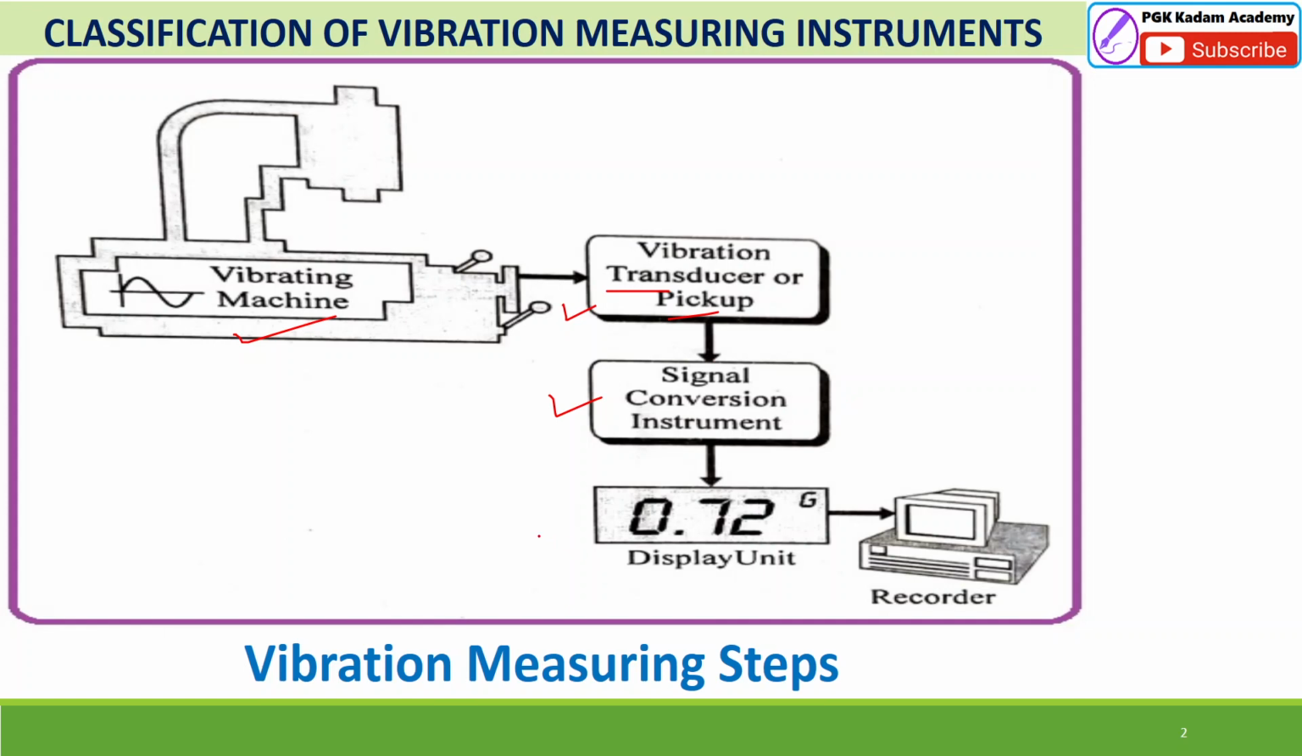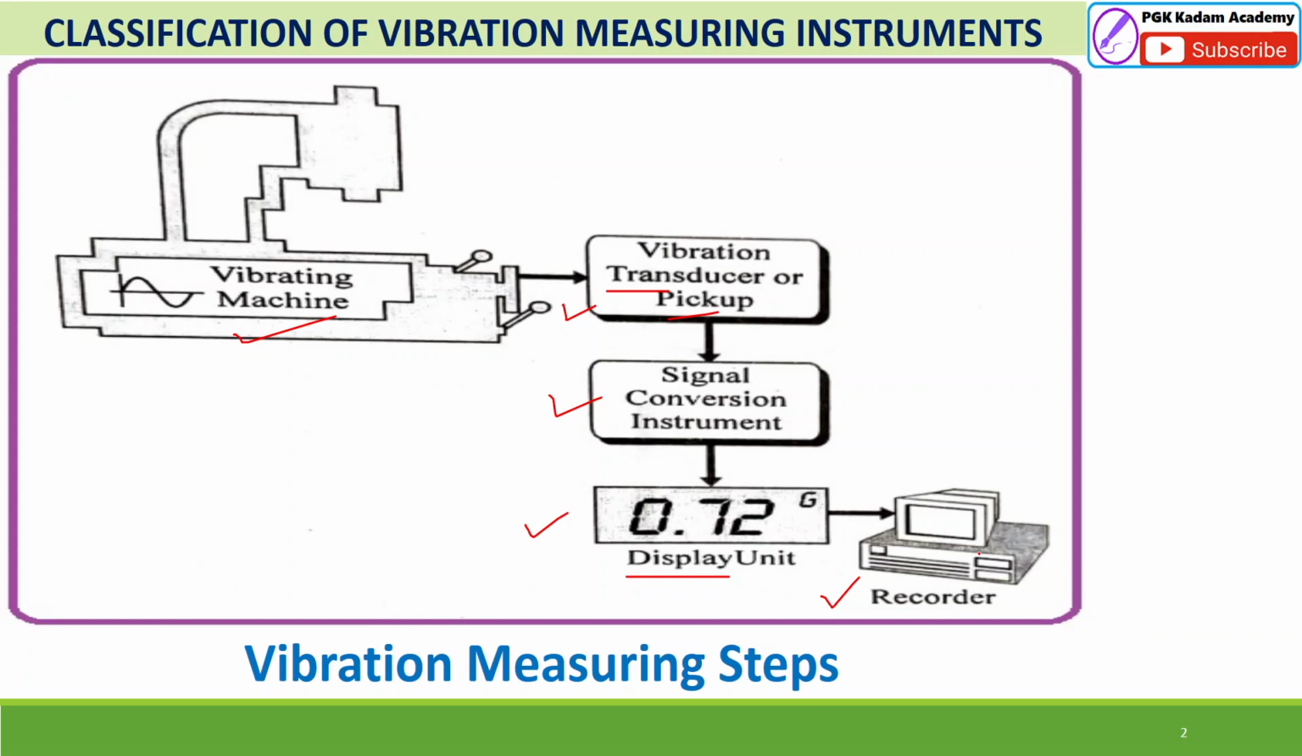The display unit will display the signals coming from the signal conversion instrument. And if you want to record the data, there is a recorder, which may be a CPU, a computer, or any other form. So these are the steps in the vibration measuring process.